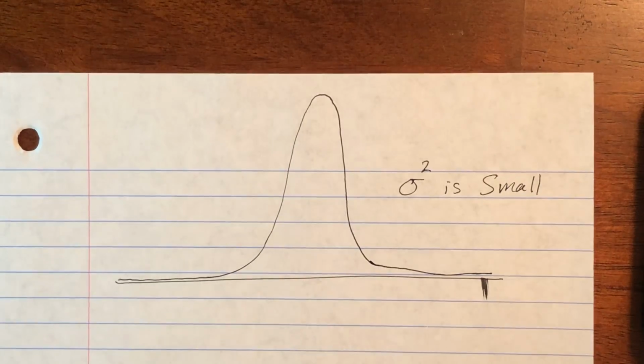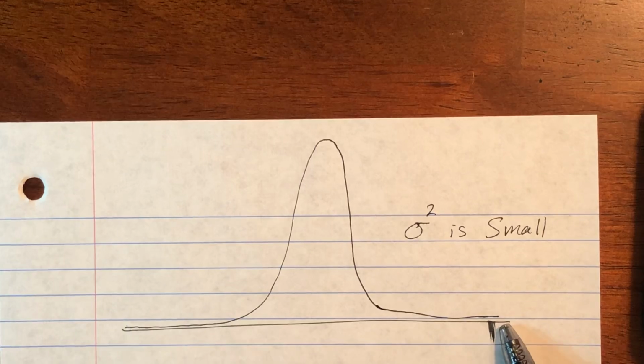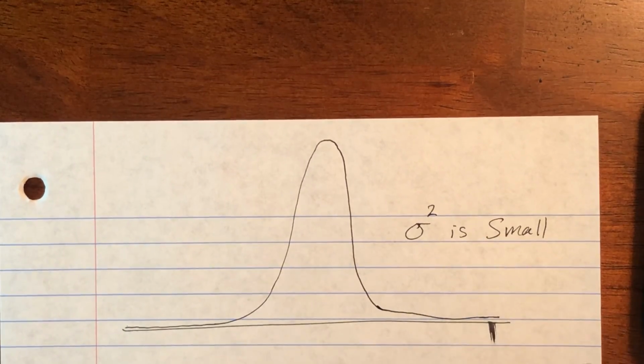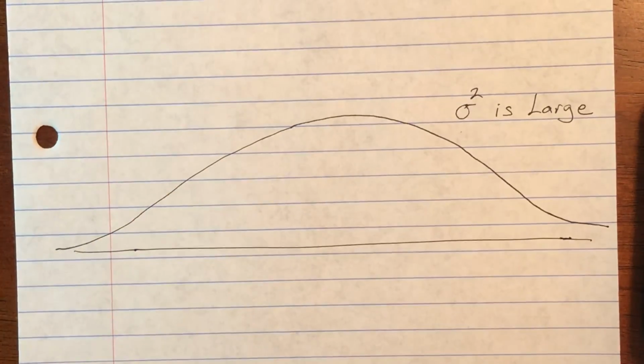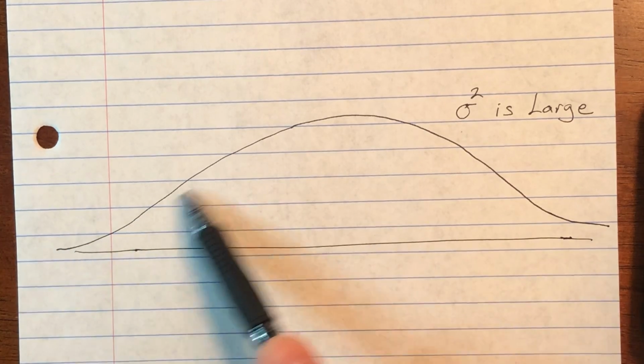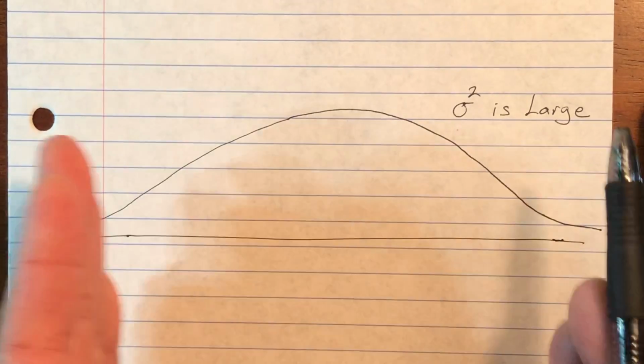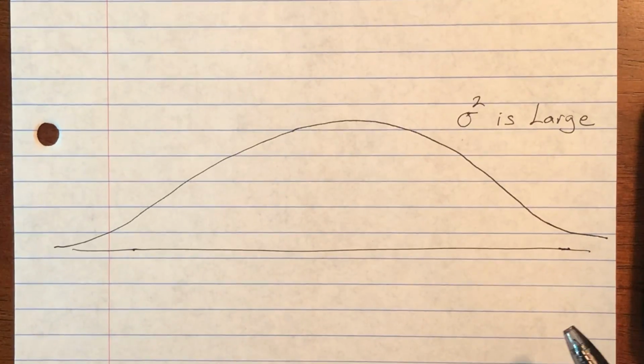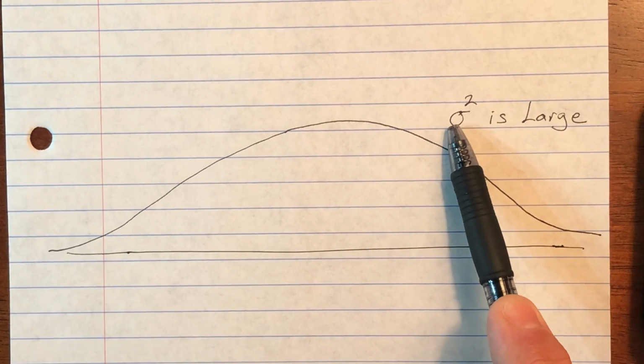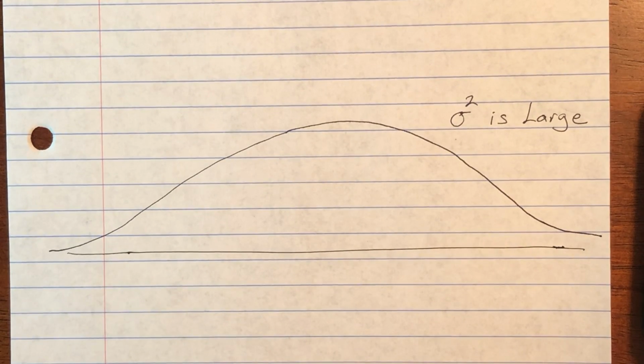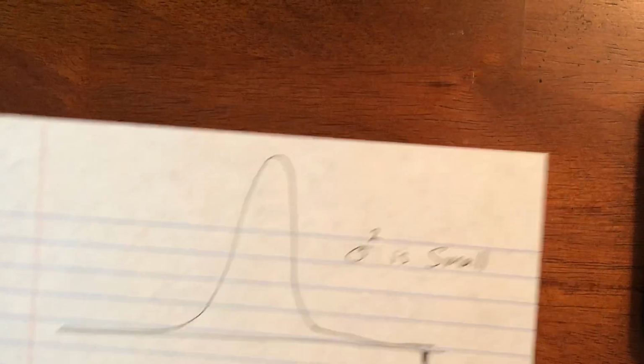So for instance, let's say the data looked like this. It went up and down very steeply. Well, then the variance would be small. What if the bell curve looked like this? Well, if the bell curve looked like this, then the spread is much larger. So what the variance allows you to do is statistically tell how spread out the data is without actually having to graph all the data. Okay? So now that we know kind of what it is, let's actually calculate one.